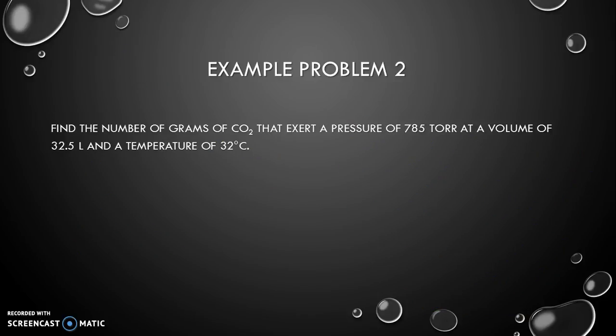Okay, I know it's a lot of work. Okay, let's do another one. Find the number of grams of carbon dioxide that exert a pressure of 785 torr at a volume of 32.5 liters and a temperature here. Okay, so we're looking for grams again, which means that we've got to find moles. We've got a pressure of 785 torr, a volume equal to 32.5 liters, and a temperature equal to 32 degrees Celsius.